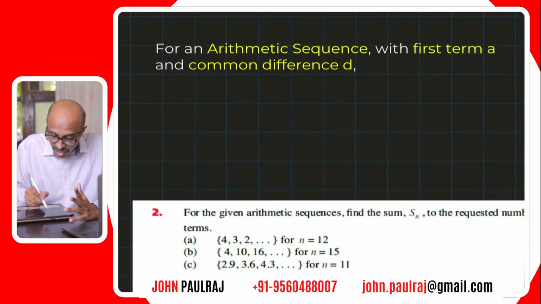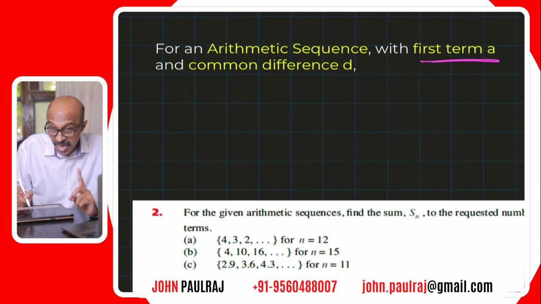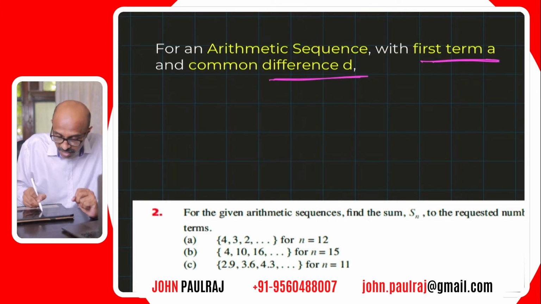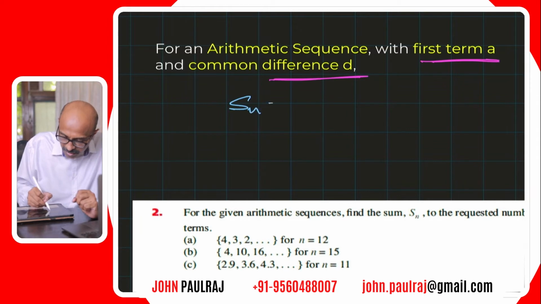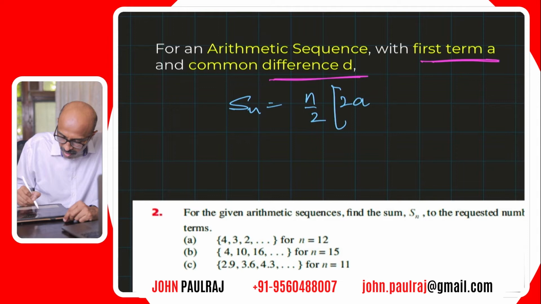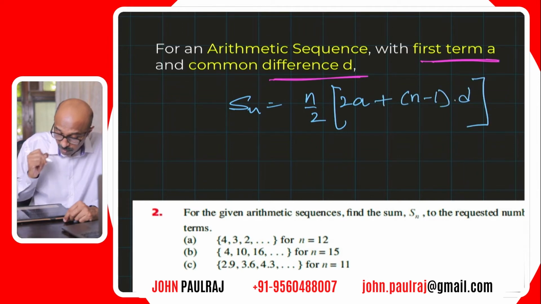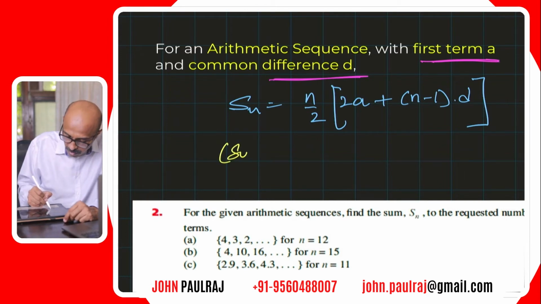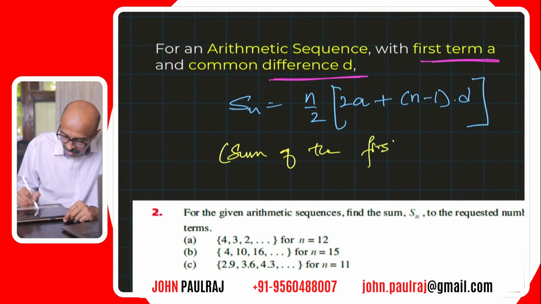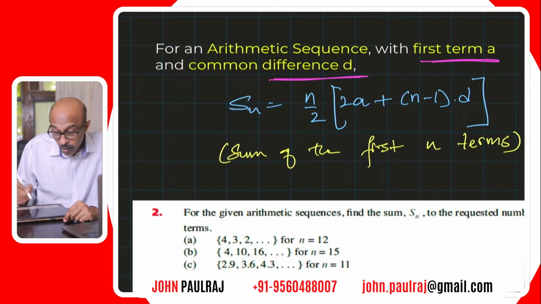For an arithmetic sequence with the first term a and the common difference d, the sum of the first n terms, Sn, is given by n by 2 times (2a plus (n minus 1) times d). Now you have to remember this formula, all right? Sn is the sum of the first n terms.